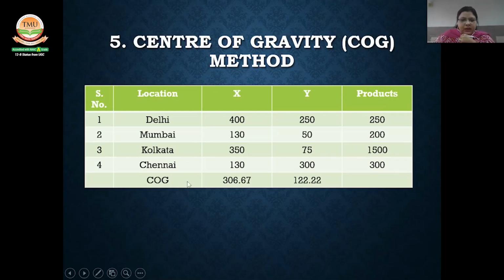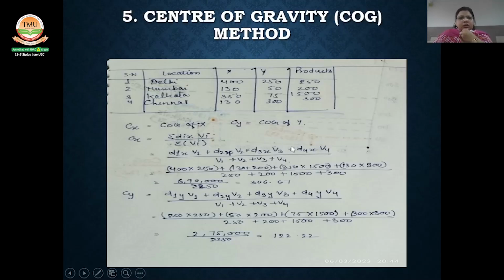So this is a calculated COG which comes after the calculation. So our results are 306.67 and 122.67. So how will we find the best location? Let's see in the graph, or we can say the calculation. This is the calculation which I have written down on a paper, so it is easy to understand for you. Okay. First of all, we have to find out Cx, that is, the center of gravity of X location.